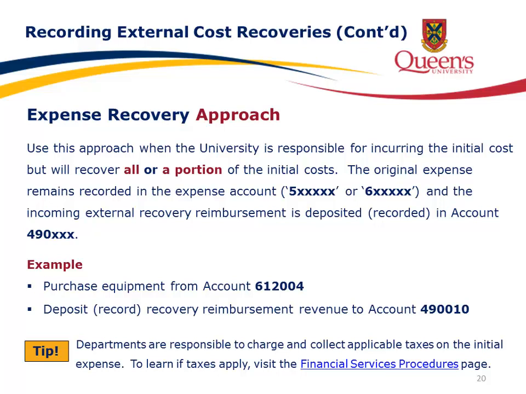Use this approach when the university is responsible for incurring the initial cost but will recover all or a portion of the initial cost. The original expense remains recorded in the expense account that begins with a 5 or a 6, and the incoming external recovery reimbursement is deposited or recorded in the account that begins with 490. For example, purchased equipment from the equipment purchases account 612004. In this case, deposit or record the recovery reimbursement revenue to the external cost recovery revenue account 490010. A tip to keep in mind, departments are responsible to charge and collect applicable taxes on the initial expense. To learn if taxes apply, visit the Financial Services Procedures page.